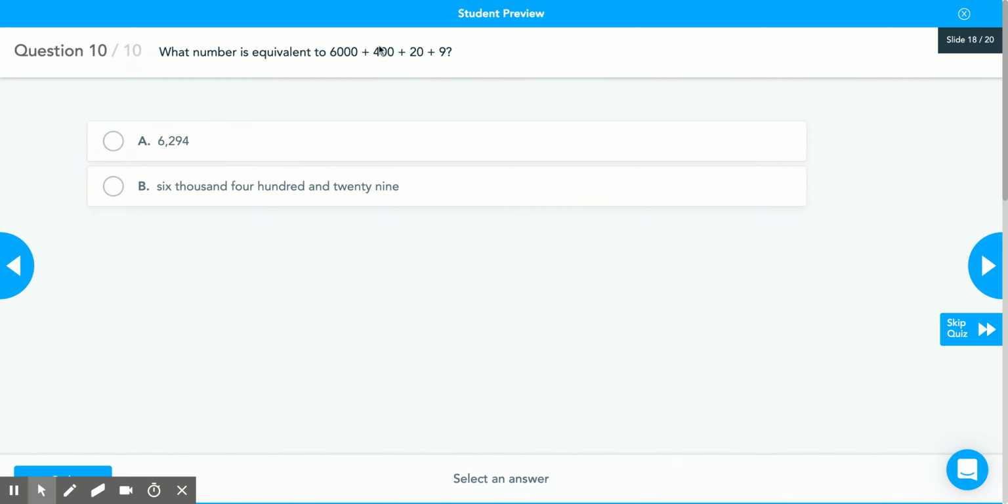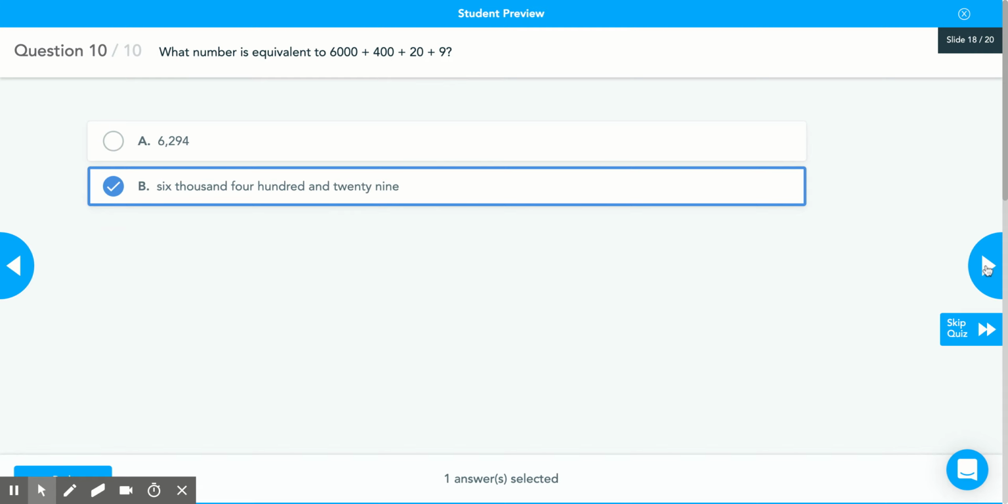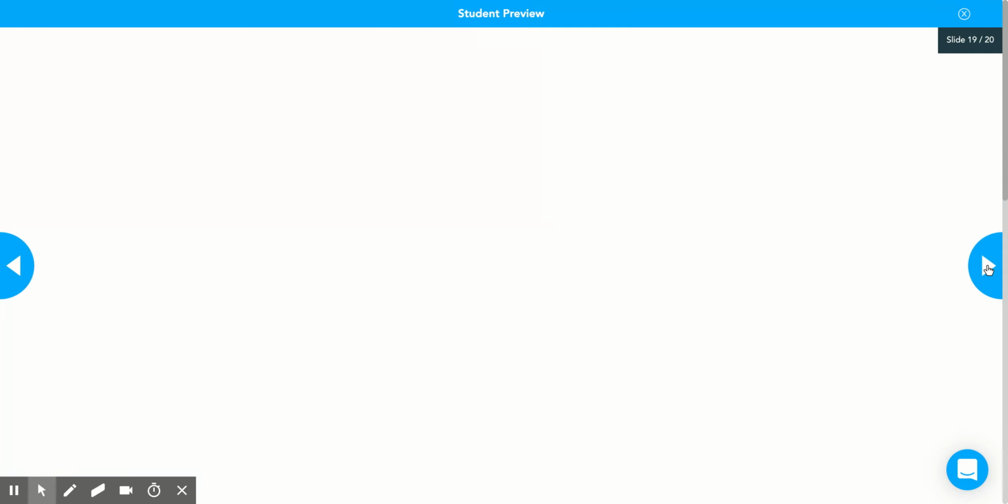However, in the hundreds place in the expanded form, it's 400. But in A, the hundreds place is a 2, so A is now incorrect because that represents 200. However, in B, the hundreds place is 400, which makes B correct so far, but let's make sure the 29 is also there, which is 20 plus 9 in the expanded form, so B is the correct answer.